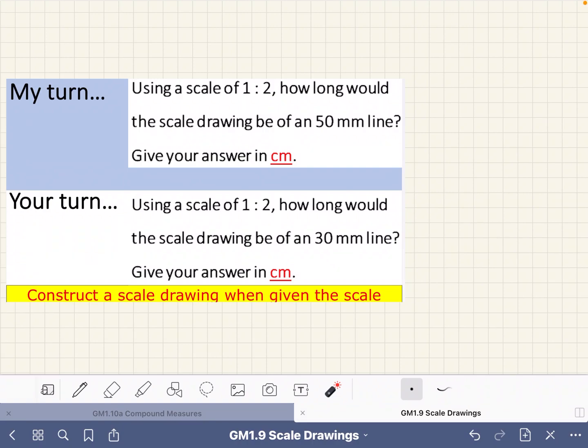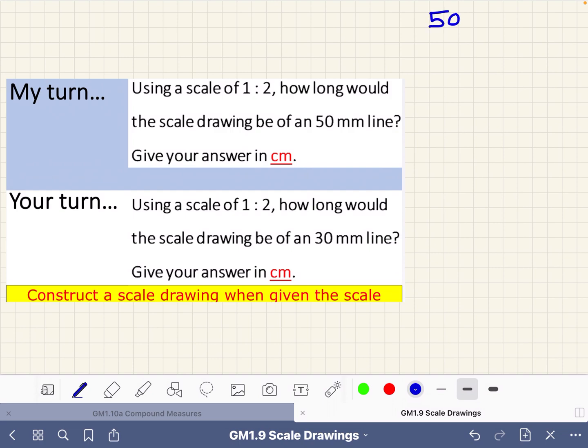In this video we are looking at scales which involve a unit change as well. Quite often the scale given will be in centimetre units, and in this case we are given a millimetre line to work with. Our first step is to change this 50 millimetres into the centimetre scale.